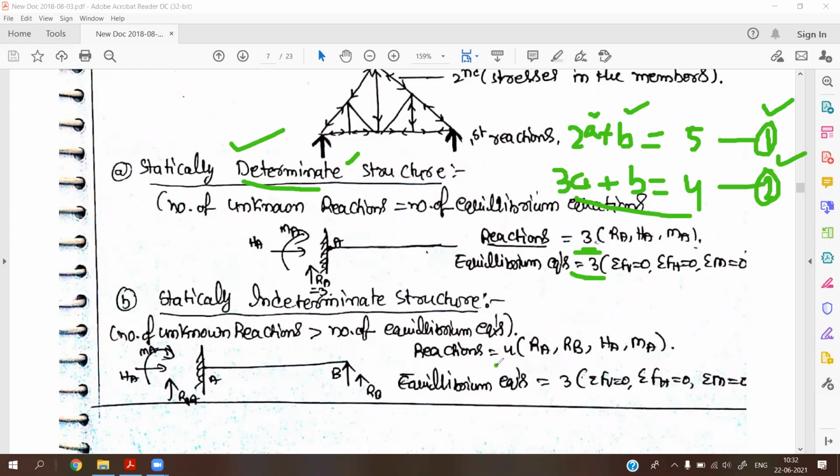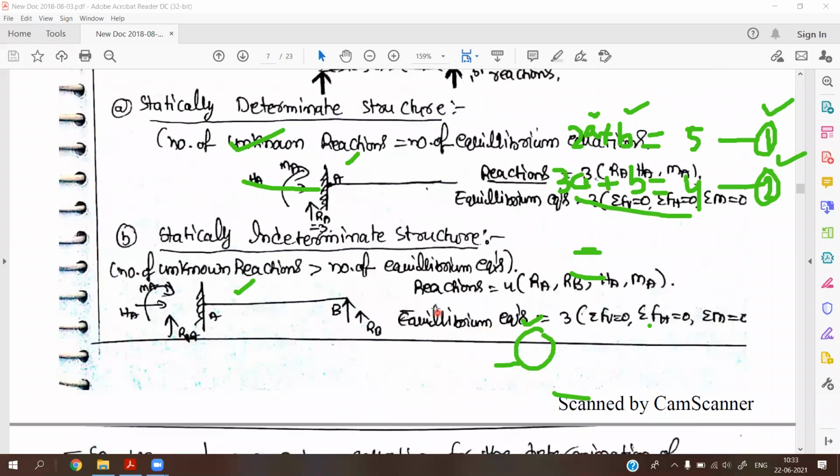If reactions are 4 and equilibrium equations are 3, then the type of structure is an indeterminate structure, because we cannot find out any one of the unknown reactions in these members. Therefore this is an indeterminate structure. Simply, if the number of unknown reactions is equal to the number of equilibrium equations, the structure is determinate. If the number of unknown reactions is more than the available equilibrium equations, the structure is indeterminate. We can discuss this in detail in the next chapter.